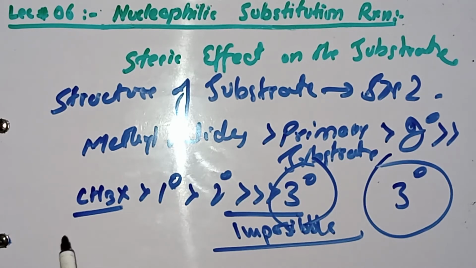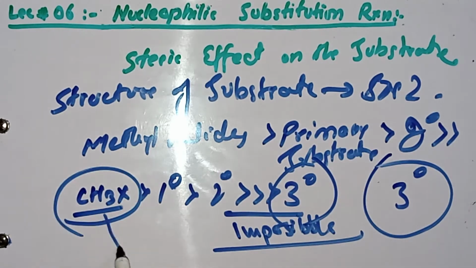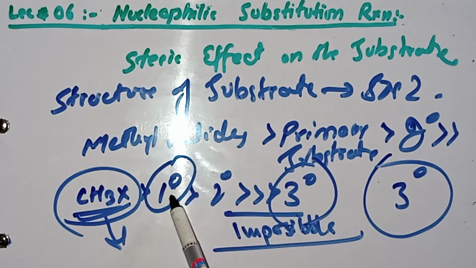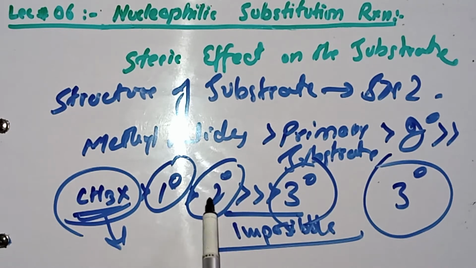But the rate of the reaction in which methyl halide is used as a substrate will be very high as compared to the 1 degree alkyl halide used as a substrate, which will be very much greater than secondary alkyl halide used as a substrate. So these are all the steric effects. Why are the rates in decreasing order?